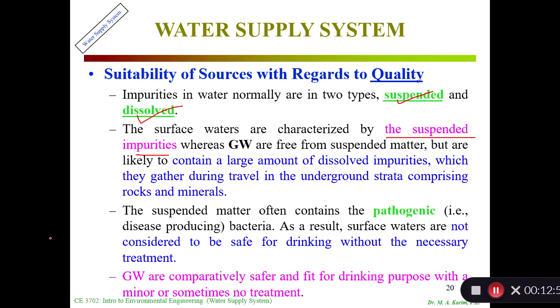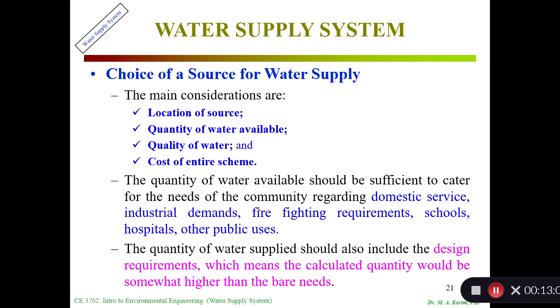The only treatment most of the time, if you have what is called hardness, is that we have to remove the hardness before you can provide it to the individual houses and other things like that. Okay. So then the choice, how we can choose a source of supply. There are a few things we have to consider. First thing is the location, quantity, quality, and the entire cost of the entire scheme.